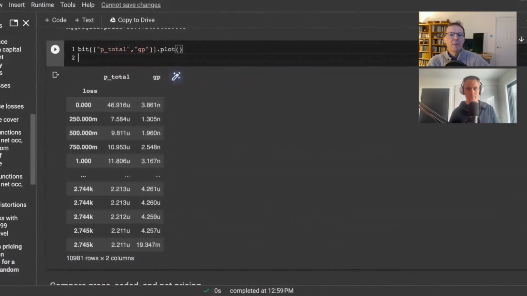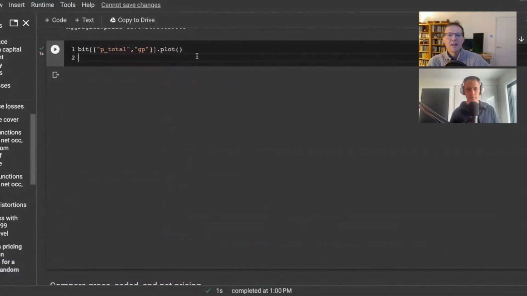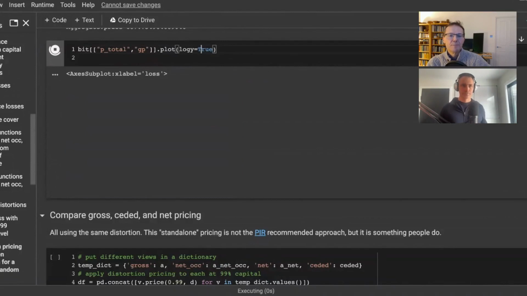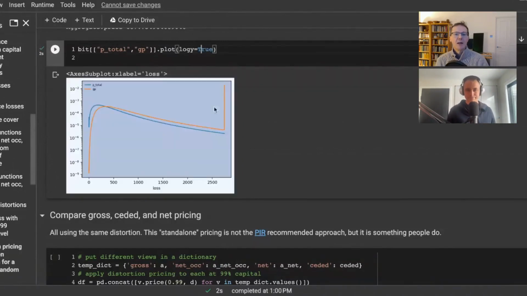It'll probably. Ooh, yeah. Okay, that's a bit boring. Let's put in the argument log y equals true, so we'll see a bit more of what's going on. Does Python capitalize or not? It does, capital T. Yeah. There we go. Okay, so now we see what's going on, right?